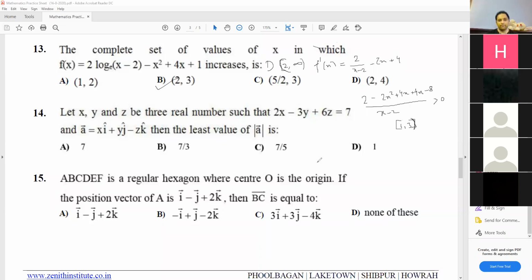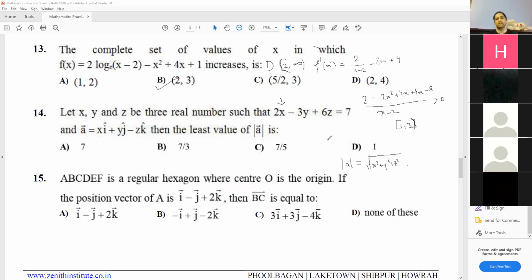Look, the thing over here is, if we consider mod a, what will it be? Mod a would be root over x square plus y square plus z square, right? And mod a can be said to be the distance of the point a from the origin, the length of the vector, and this point lies on this plane.